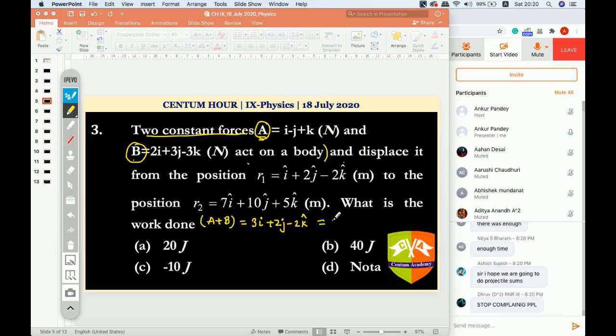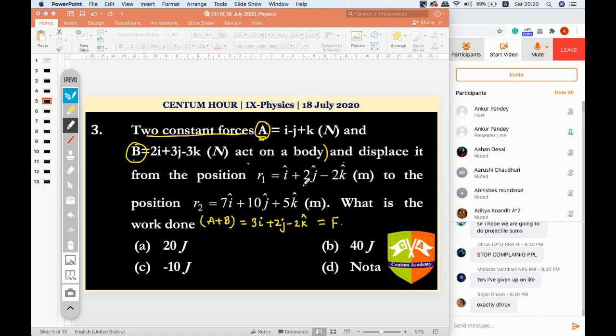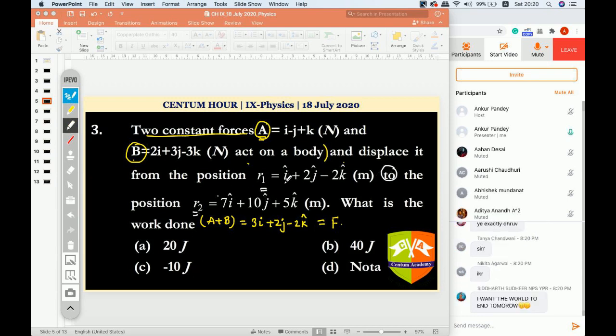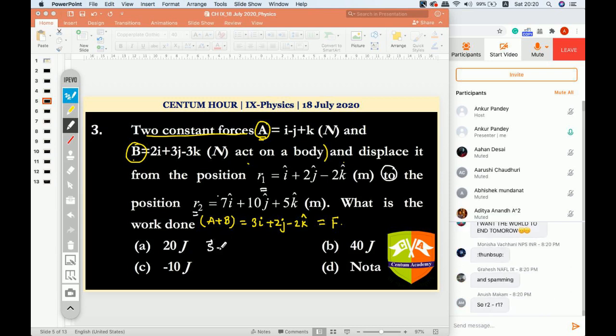Then comes, this is what? Total force. Then comes total displacement. Now the case where displacement is different: you are going from R1 to R2. Final minus initial will give you the answer. So the displacement is final minus initial: 6i, 8j, and 5 minus minus 2, which is 7k. Got it?